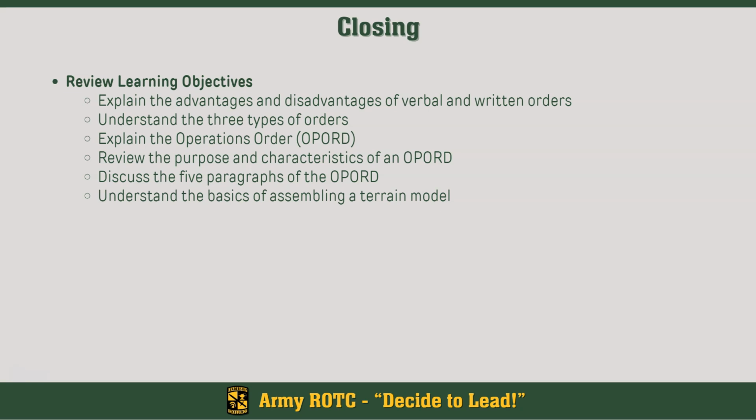I hope you feel better explaining the operations order and its definition, as well as its purpose and the different characteristics that we look for with an OPORD. I hope you're able to remember those 5 paragraphs and what they include. Remember, situation is what's going on. The mission is what are we going to do. Execution is how are we going to do it. Sustainment is how do we get the supply and other things we need to accomplish this mission. And command and signal is your communications information. And now I hope that you're also able to understand the basics of assembling a full terrain model.